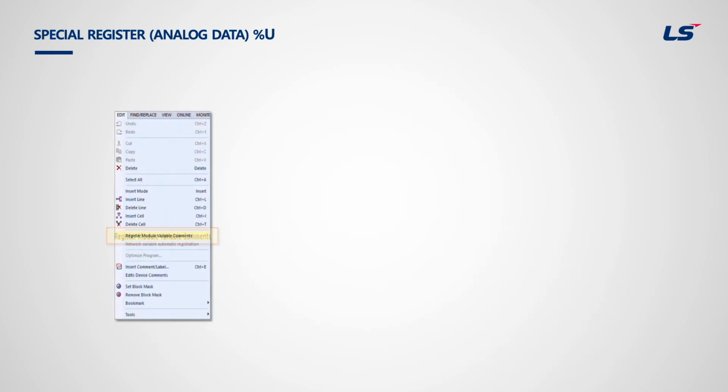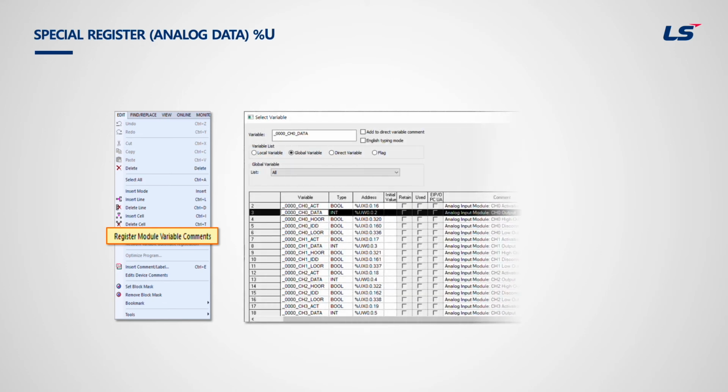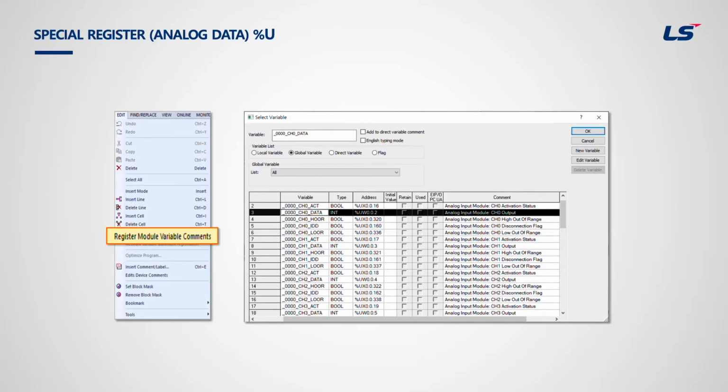U area is not automatically registered until users select Register Module Variable Comments from the Edit tab. When it is selected, a pop-up message shows that variable comments will be automatically registered according to the module set in the I/O parameter.